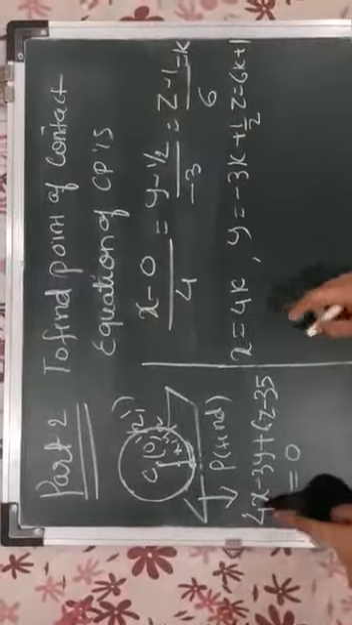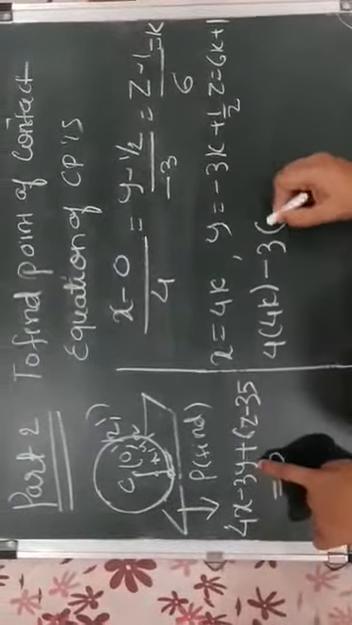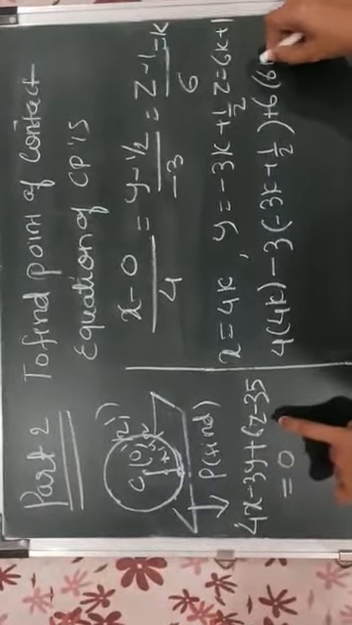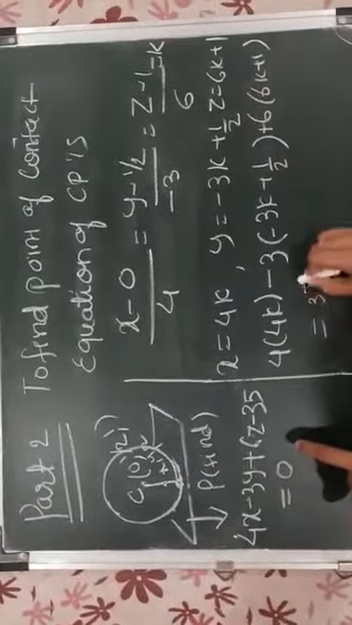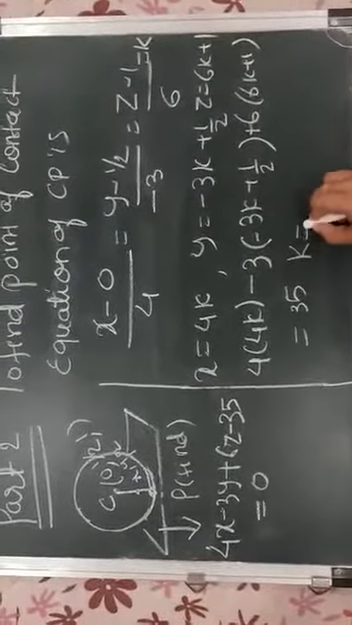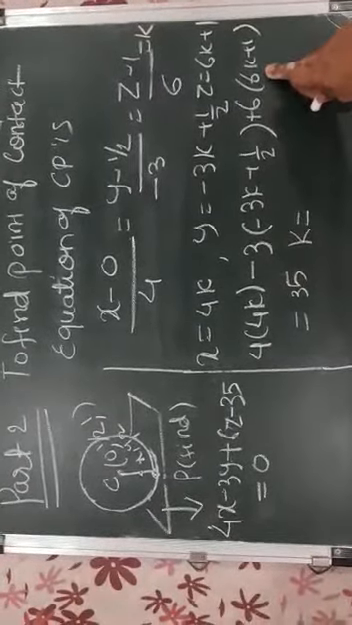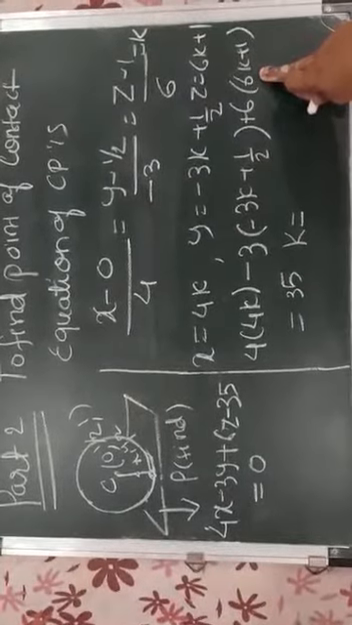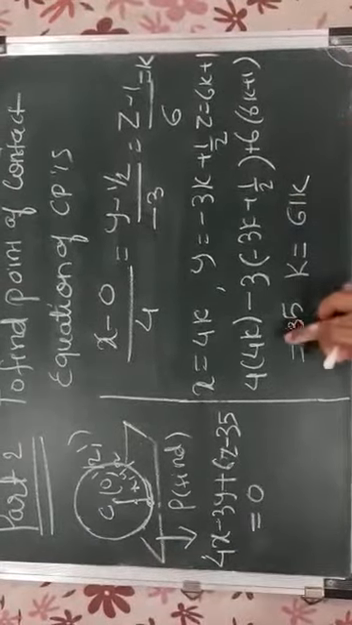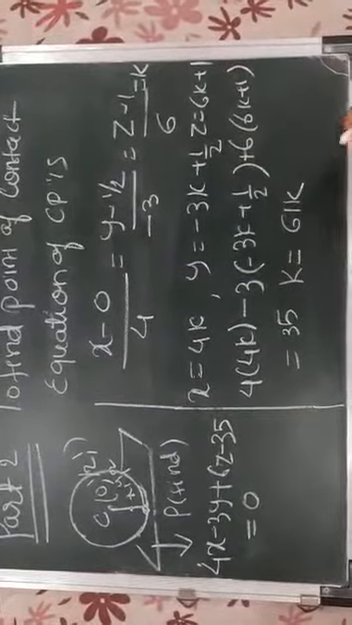So x is 4k, so I'll put in place of x 4k. So 4 into 4k minus 3 into y, that is minus 3k plus half, and plus 6 into z, that is 6k plus 1, should be 35, because it is minus 35 is equal to 0. Simplifying this, you will get the value of k. So what is that k? It is 16k, then here it is 9k, and it is 36k. So 16 plus 9 is 25, 25 plus 36 is 61. So it is 61k. Then the constant term is minus half plus 6, minus 3 by 2 plus 6.